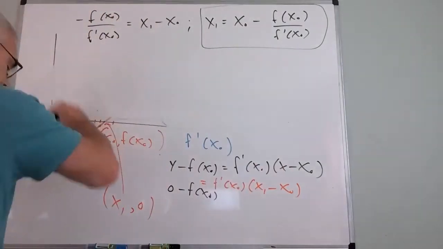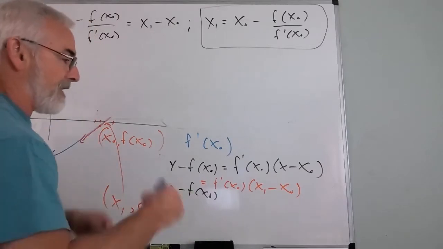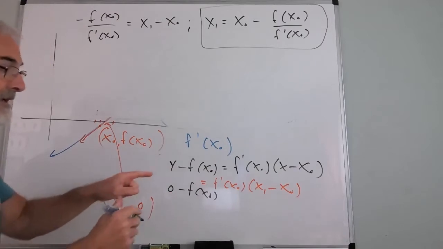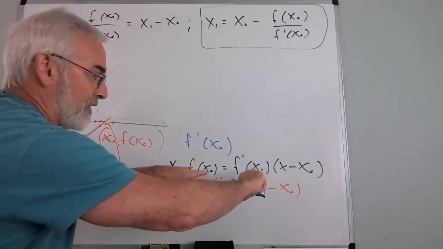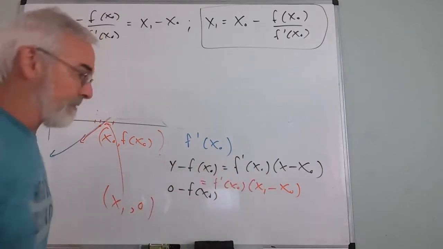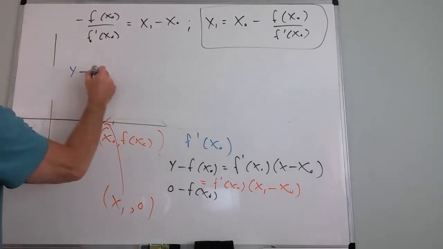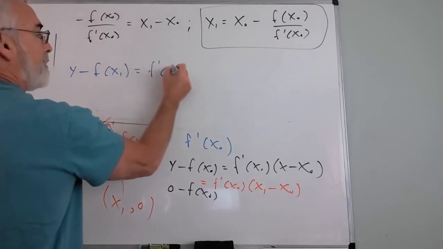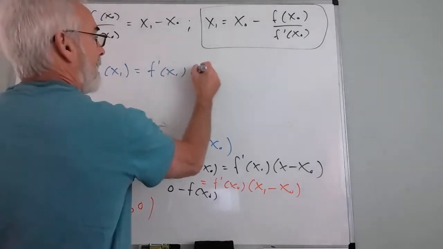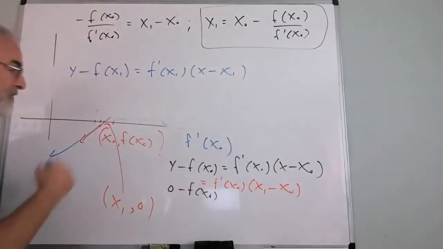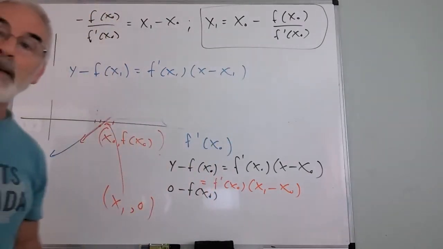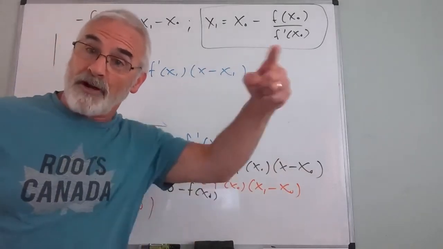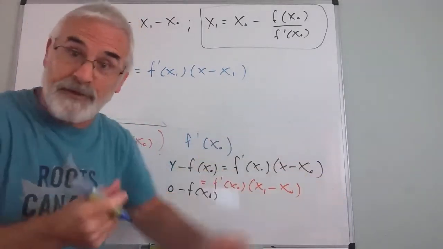Let me erase some of this. So now I'm going to find the next tangent line. In my point slope formula, I'm going to use x1 and f of x1. So now my point slope formula is going to be y minus f of x1 equals f prime of x1 times x minus x1. That's the new tangent line passing through my new point, and it should cross the x-axis closer to the answer than the previous one.